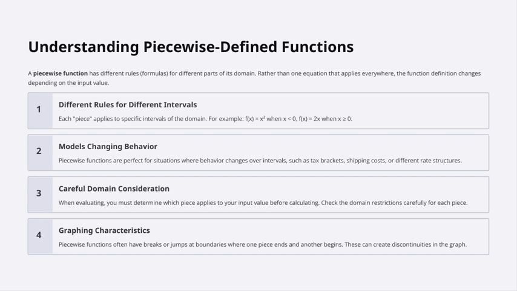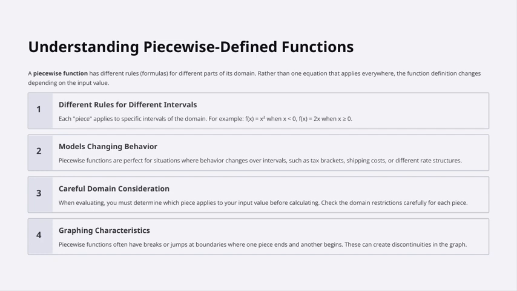This setup allows us to model situations where behavior shifts at certain points. Think about tax brackets, shipping costs, or different rates. These are perfect examples of where piecewise functions shine. When you're evaluating such a function, it's crucial to first figure out which piece applies to your specific input value. That means carefully checking the domain restrictions for each part before doing any calculations.